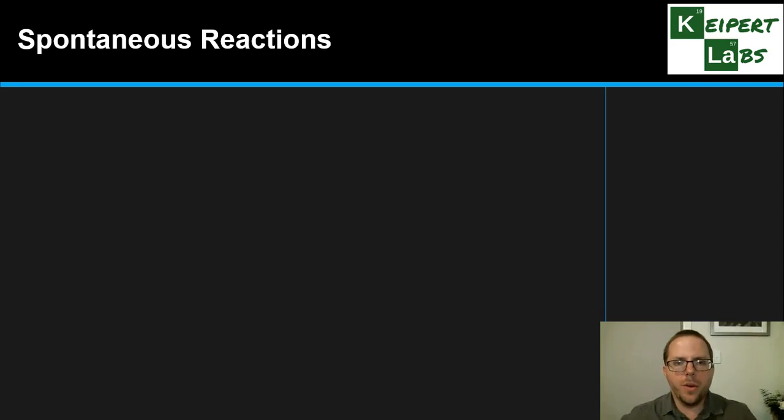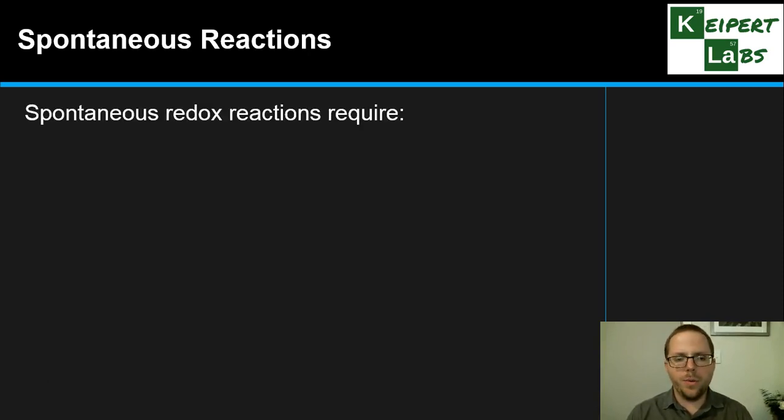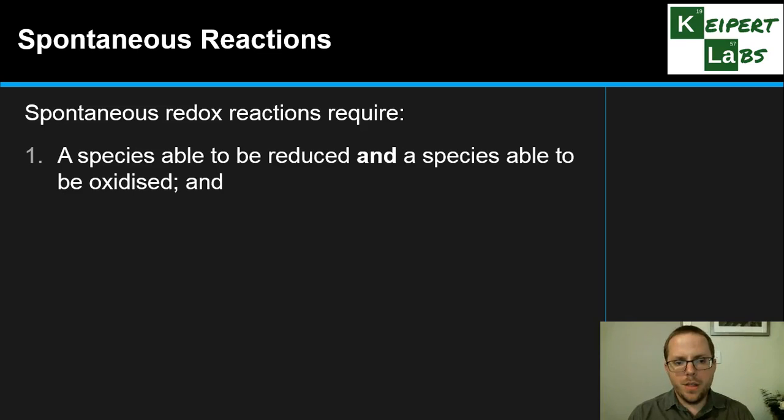Okay, but it not only helps us work out whether oxidation or reduction is going to occur, but also whether a particular reaction is going to be spontaneous, or happen all on its own. For a redox reaction to be spontaneous, we need two main conditions. The first is that we need both a species that can be reduced and one that can be oxidized, so that we get both processes.